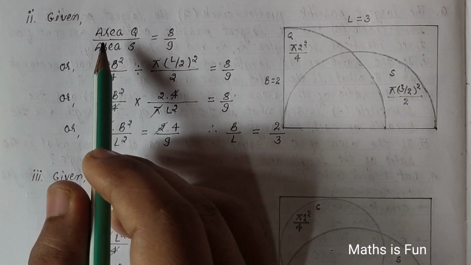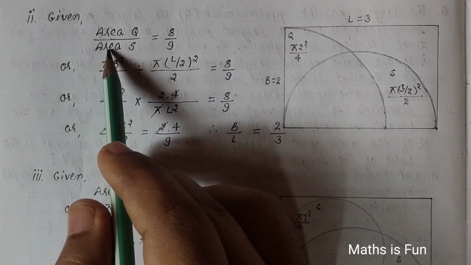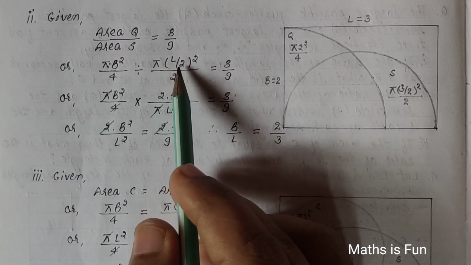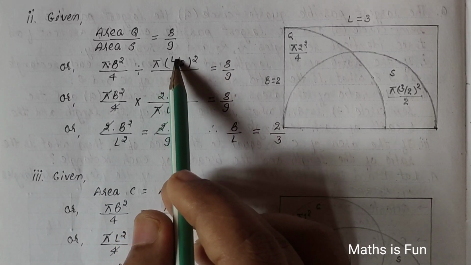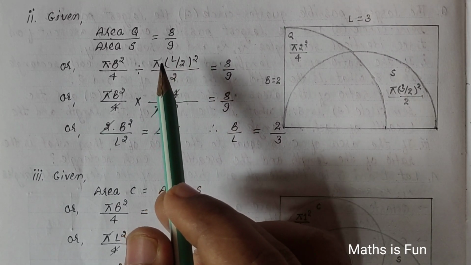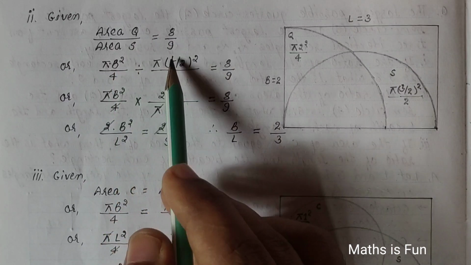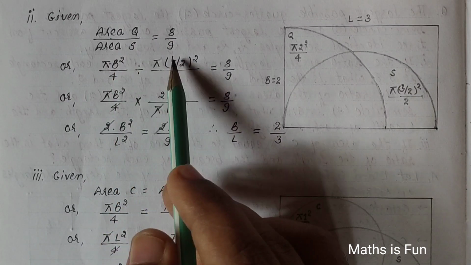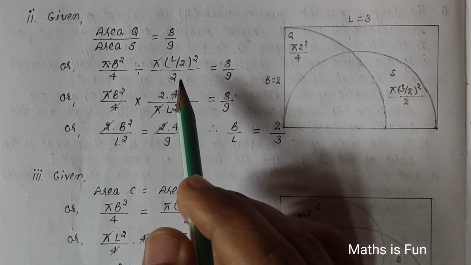Now we have the area of Q as pi b square over 4, and the area of S is pi (L/2) square over 2. So we are using L because we need to find the ratio of breadth and length in this question. So if we have breadth in the area of Q, then we have to take L in the area of S. Otherwise, if we take B here, then B will cancel and we will not get any result.